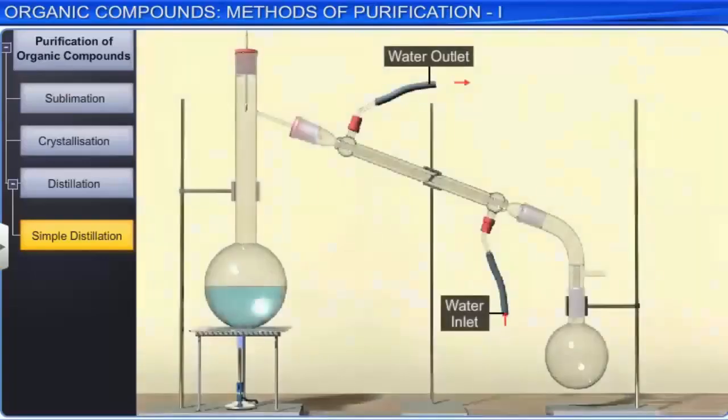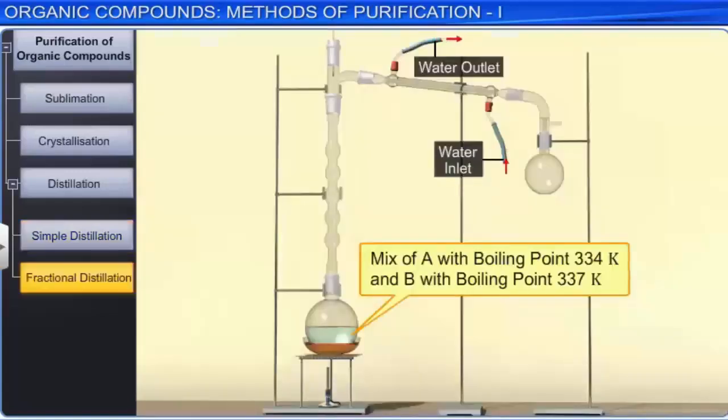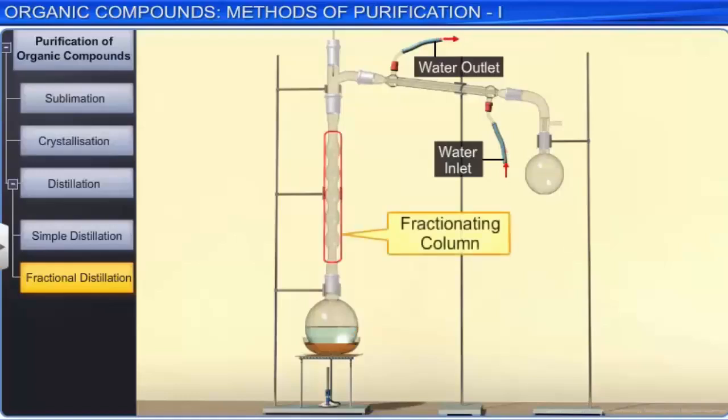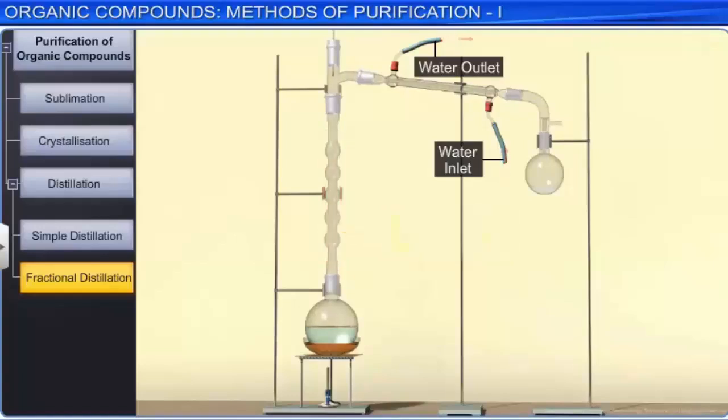Simple distillation cannot be used in the separation of liquids which do not differ much in their boiling points. Another technique called fractional distillation is used to separate liquids which have small difference in their boiling points. In this technique, a fractionating column is fitted over the mouth of the round bottom flask. The purpose of the fractionating column is to increase the area of the cooling surface and to provide hurdles to the ascending vapors. The vapors of a liquid mixture are passed through this column before condensation.